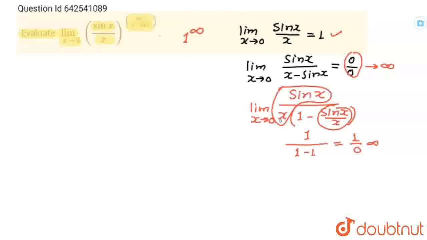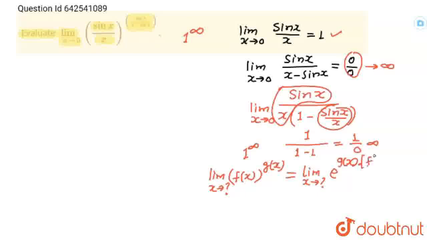And how to solve the 1 to the power infinity form? Suppose this is f(x) to the power g(x), which is in the form of 1 to the power infinity. Then the limit as x tends to something of this is solved using limit x tends to something e to the power g(x) into f(x) minus 1. Now what I am going to do is put this over here. So this is our f(x) and this is our g(x).